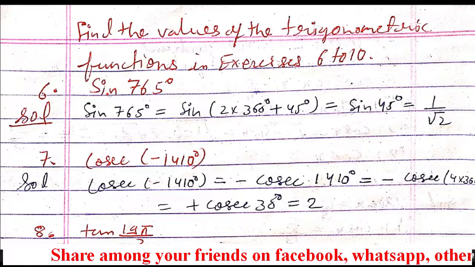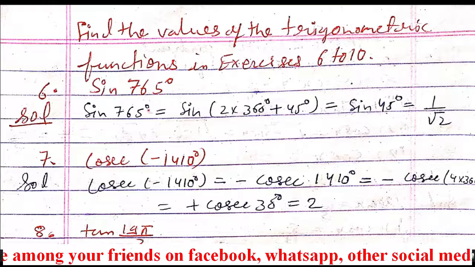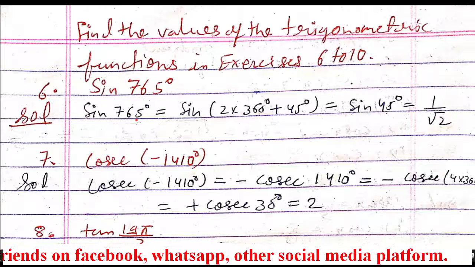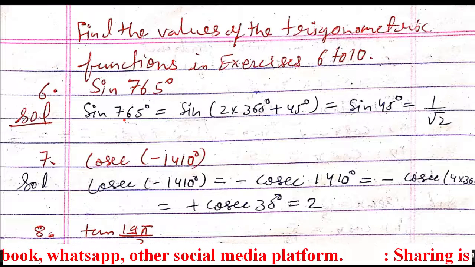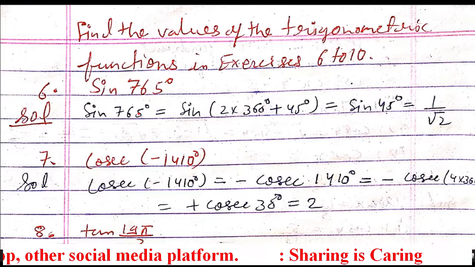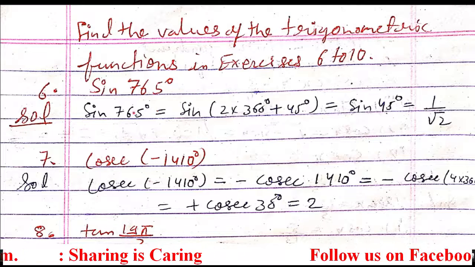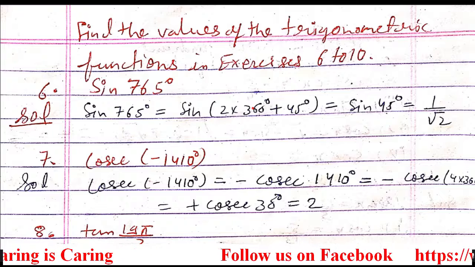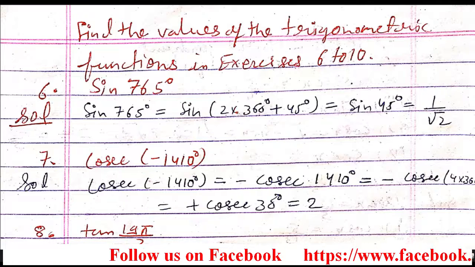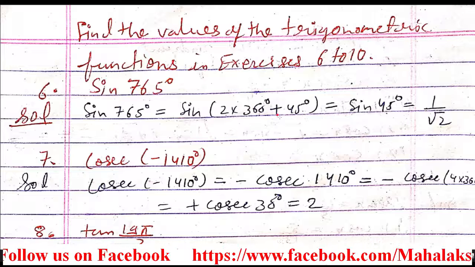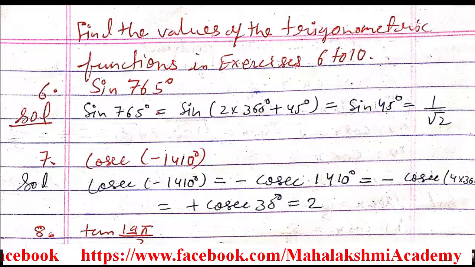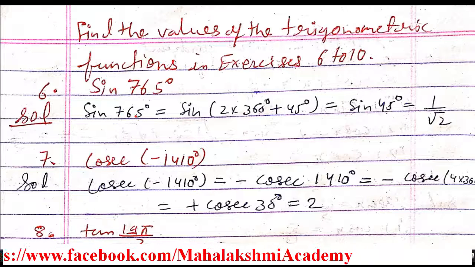We have to find out the value of sine 765 degree. Now since it's 765 degree, we cannot calculate directly, so we are going to use the concept of 360 or 90 plus minus theta formula. So students, I have solved it here. If we do 360 degree multiplied by 2 and then 45, when you solve this, it's going to be 765.